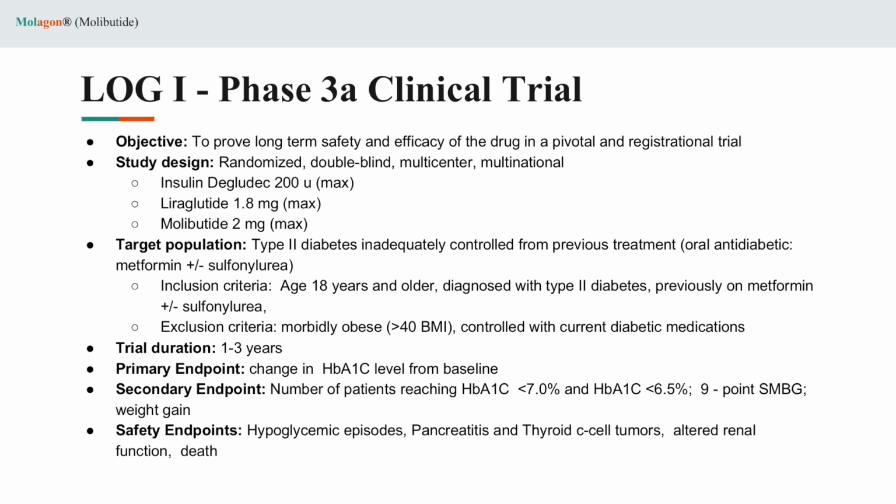The trial duration here in the phase 3 trial will be longer at 1 to 3 years and will include a larger patient population of about 3,000 patients. This will help in evaluating the longer-term efficacy of the drug. The primary endpoint here, again, remains consistent at looking at the glycemic control, specifically HbA1c levels. We are also adding in an additional secondary endpoint of weight gain. Since this is an adverse effect of insulin-type products, we wanted to see how molybutide compares. Again, in insulin-type products, weight gain is commonly seen as a barrier for patients to adhere to the insulin therapy.